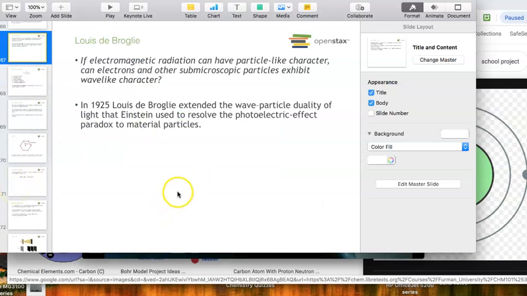So Louis de Broglie, we're going to talk about him, and in 1925 he extended the wave-particle duality of light that Einstein used to resolve the photoelectric effect paradox to material particles. If electromagnetic radiation can have particle-like character, can electrons and other submicroscopic particles exhibit wave-like character? We know light can act both like particles and waves. So the question is, can electrons do the same thing?